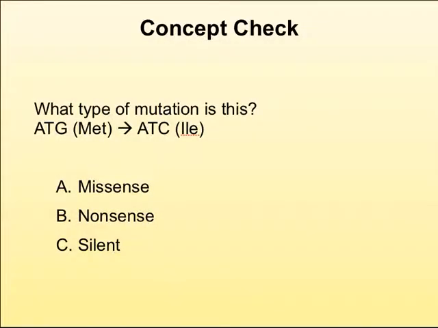So let's have a quick concept check. What type of mutation is this, where we see that the original triplet said ATG encoded for methionine, and now it's become ATC, so the third place in the triplet code has been changed. We've replaced the amino acid. It's not silent because the amino acid was replaced. It's not nonsense because we still have some sense out of it. An amino acid is still being coded for. But it is missense because it's not the right amino acid.